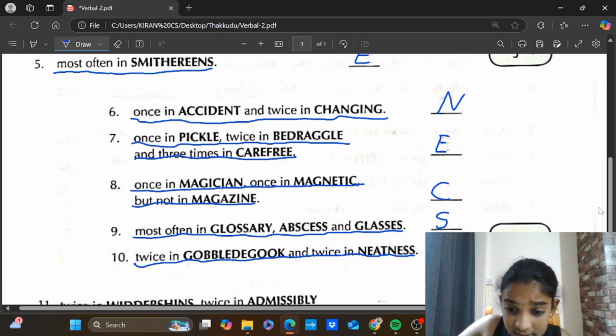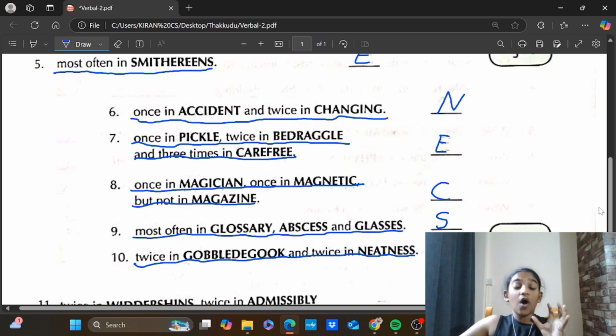It comes twice. It doesn't come twice in the second word. What about L? It doesn't come twice in the first word or in the second word. What about E? It comes twice. It comes twice again. So the answer for number 10 is E.